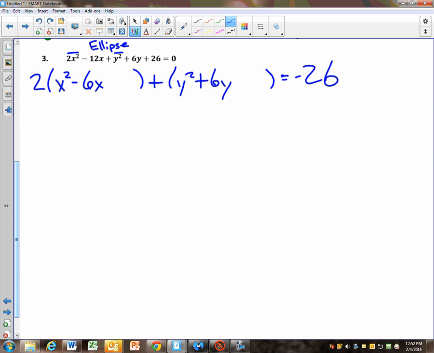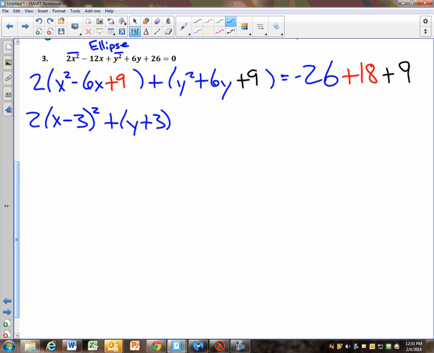What do you add to complete the square? What's the true value of that 9? So we add 18. And what do you add the next one? 9. True value is 9. All we did, complete both squares. 2 times (x minus 3) quantity squared plus (y plus 3) quantity squared equals 1.